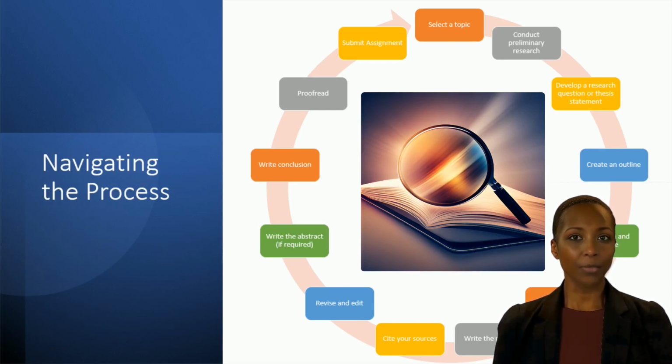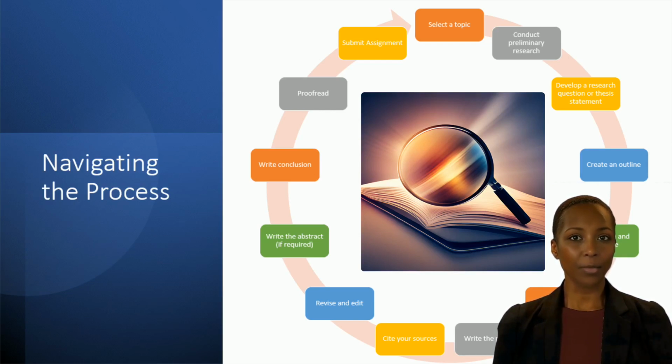Revise and edit. Review your paper for clarity, coherence, and organization. Check for grammatical errors, spelling mistakes, and ensure that your arguments flow logically. Consider seeking feedback from peers or mentors to improve the quality of your paper. Write the abstract and conclusion. Summarize your research paper in an abstract, highlighting the key points and findings. Conclude your paper by restating your main arguments and discussing the implications of your research.